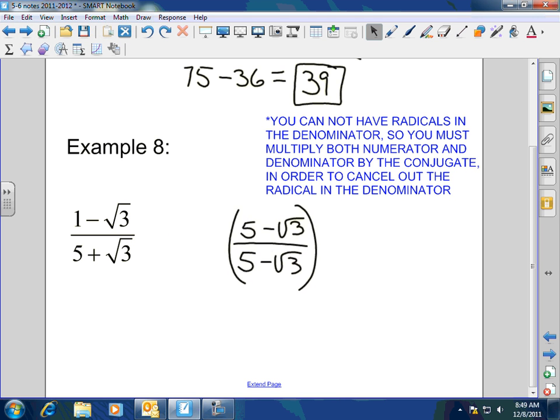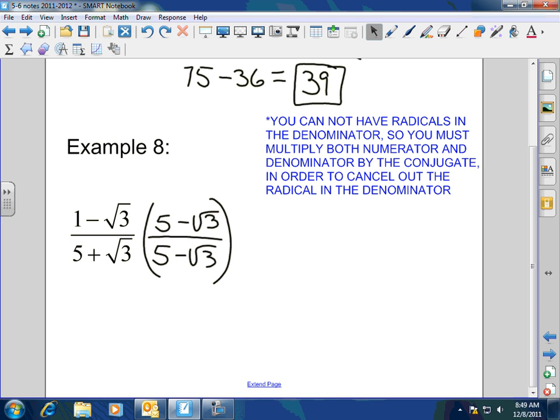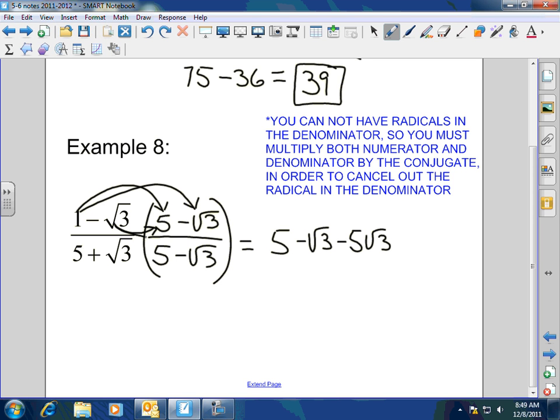Let's go ahead and pull this guy over here so you can see what's happening. So over here, we've got 1 times 5, which is 5. 1 times negative radical 3 is negative radical 3. Minus 5 radical 3 plus 3. Because a negative radical 3 times a negative radical 3 is a positive 3.